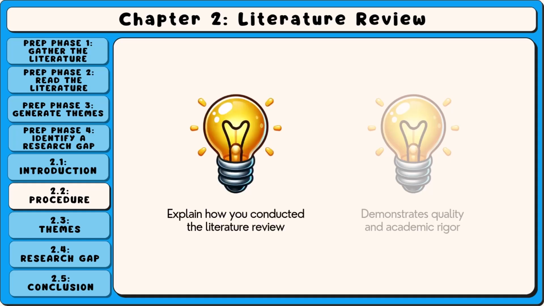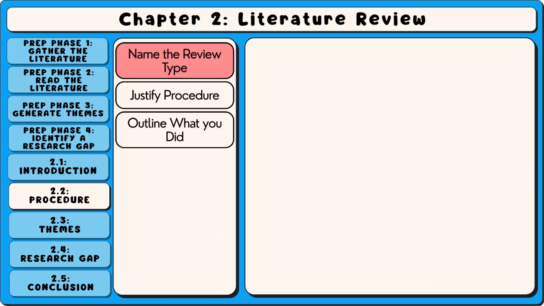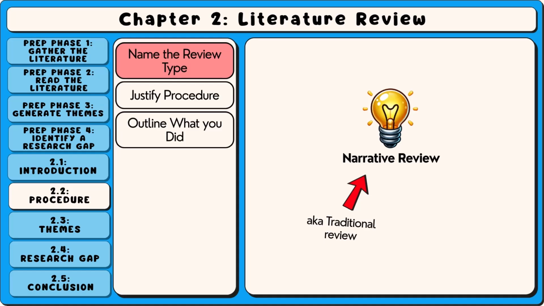This will involve explaining how you conducted the literature review and demonstrating that your literature review was conducted in a way that was of high quality and academic rigor. Your written piece will look something like this sample and will involve 3 steps. First, you will name the review type. Second, you will justify the procedure. And third, you will outline exactly what you did for your literature review procedure. So starting with naming the review type, the normal review type for a thesis is a narrative review, which you may also know as a traditional or thematic review.